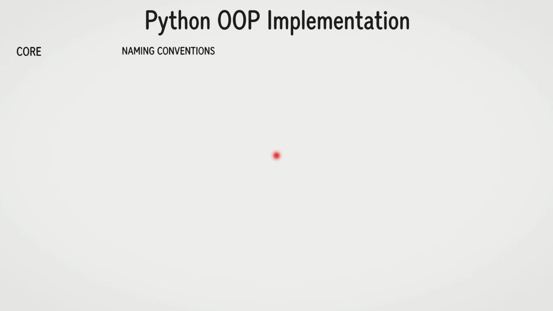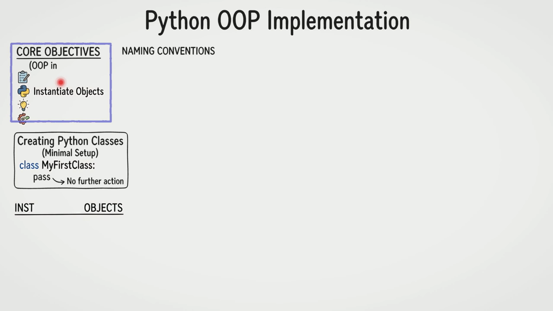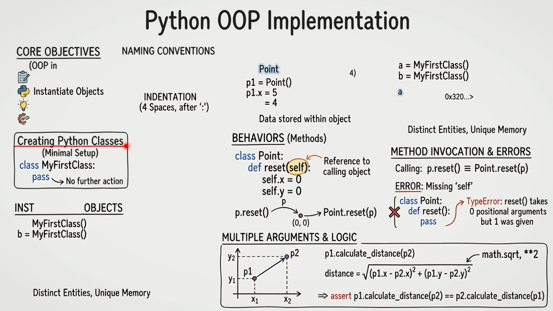Let's dive right into how we actually build object-oriented designs using Python. Our core objectives here cover everything from creating classes to adding attributes and behaviors. It's all about bringing structure to your code. Creating a class in Python is remarkably simple.